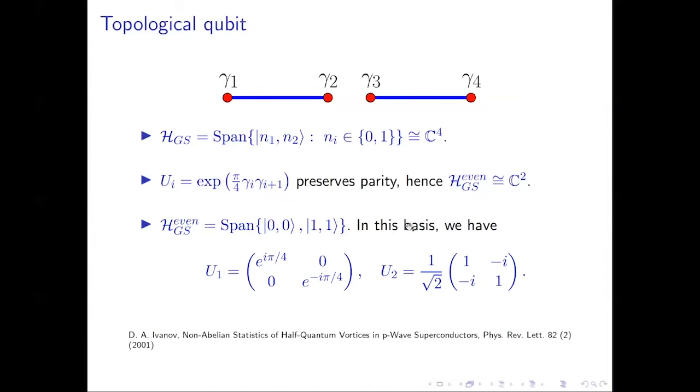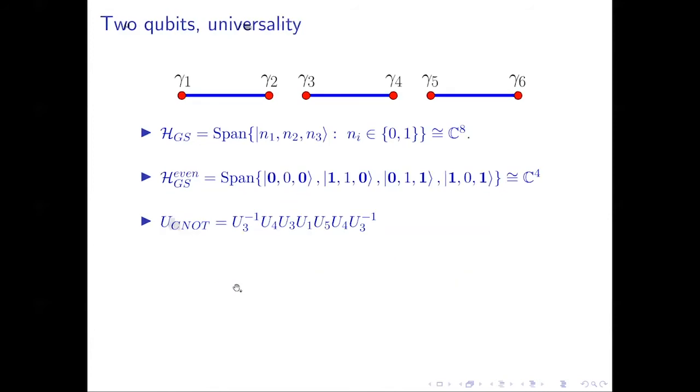And in this basis, we can write our U1 operator, gamma 1, gamma 2. It looks like this. And the U2 operator, gamma 2, gamma 3, has such a form in this basis. They have been derived in this paper. Okay, there is a minus. So that's what the exchange operators do to our qubit.